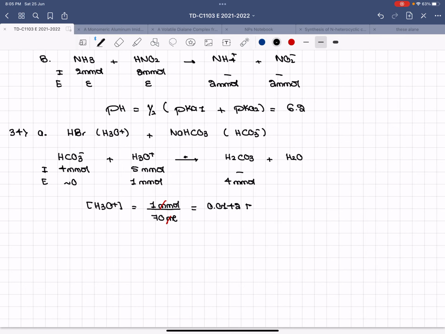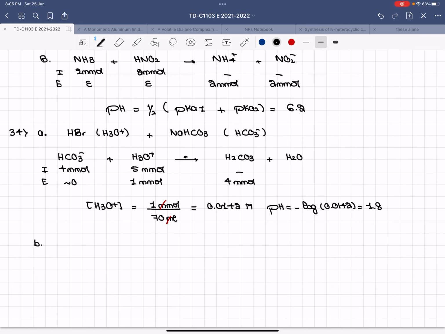0.0142 mole per liter. The pH is negative log 0.0142, which is basically, of course I don't put the mole per liter here, 1.845. So that's 1.8. Good. This is part A. Part B.